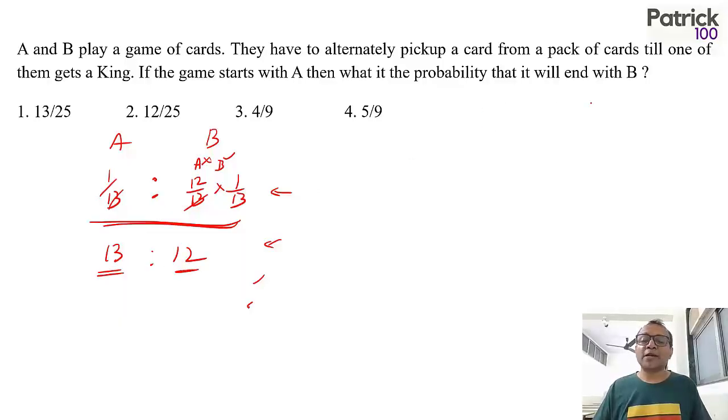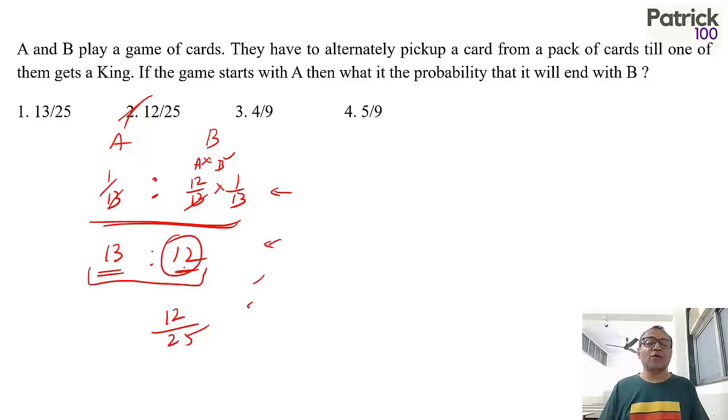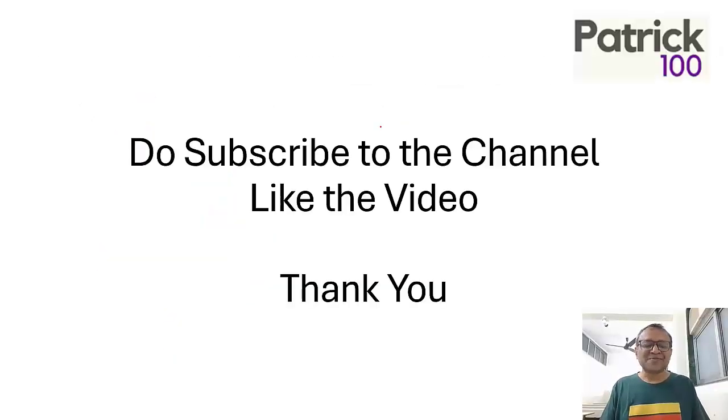So what is the probability? We want B winning, so it is 12 out of 25, the second option. 12 is B winning out of a total of 25. That is the answer. You can also make out that since A is starting, the chance of B winning will be less than half, because the chance of A winning will be higher. Based on that, you can eliminate the first and fourth options. We still have two more options left that you would have to solve to get the answer, but you can eliminate options. Hope this is clear. Thank you.